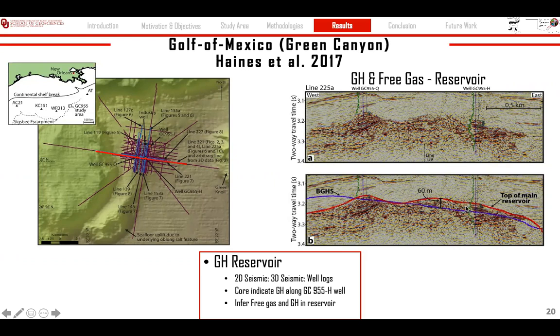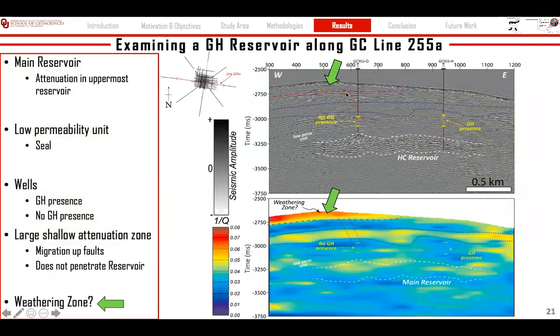However, they did not clearly distinguish the zones within the reservoir that consist of free gas or gas hydrates. So for our attenuation application, we use the seismic data along seismic line 255A, and we use similar interpretations from Haynes et al. 2017 that includes these faults, the reservoir body, as well as the wells.